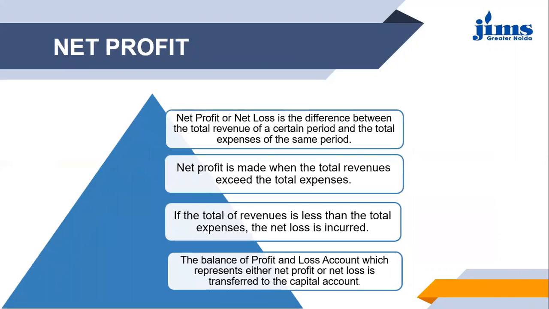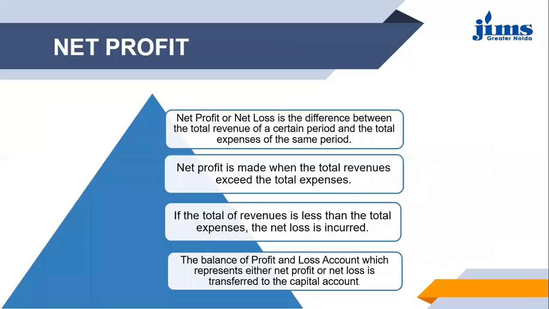Taking further, net profit, as we have discussed right now, is the result of the profit and loss account. As we have discussed in the trading account, gross profit or the gross loss was the result of trading account. The balancing figure of trading account is the gross profit or the gross loss. In the same way, after putting all the indirect expenses and indirect revenues in the P&L account, the resulting figure, the balancing figure that we get out of that account, is the net profit.